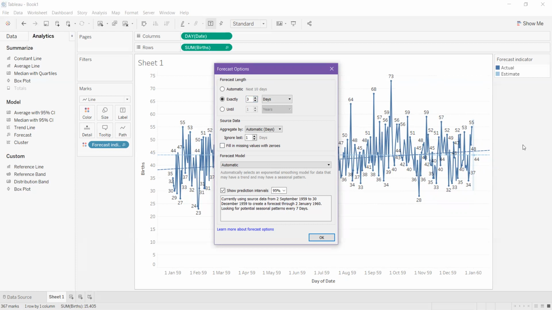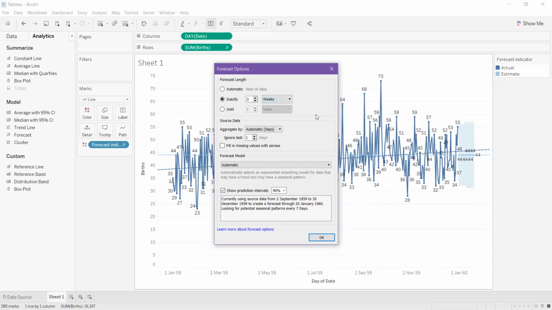What about, let's say, 95? You see the breadth has reduced. If I go to 90, the breadth has reduced a little bit. So why not go with 3 weeks, right? Now the breadth has reduced because I have changed my prediction interval to 90%. If I increase it to 95%, the width increases. If I increase it to 99%, the width increases.